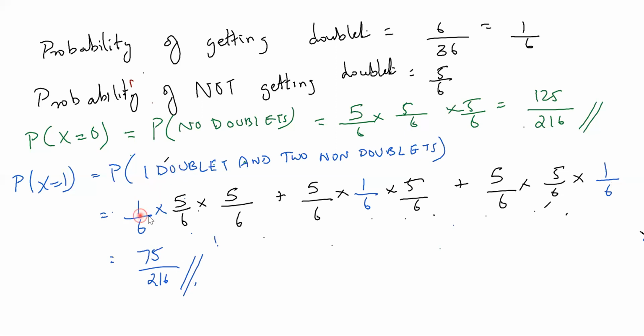One doublet. Getting a doublet is 1 by 6. Maybe in the first throw I may get a doublet, second throw I may get a doublet, third throw. So I will take all the conditions here. The other two I'll put as non-doublets according to my wish. That's all. Next thing.